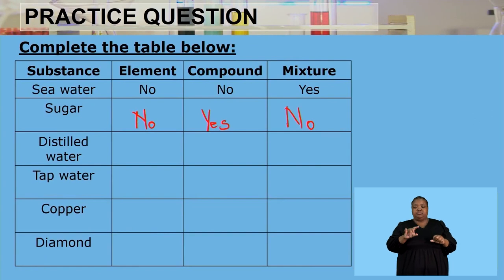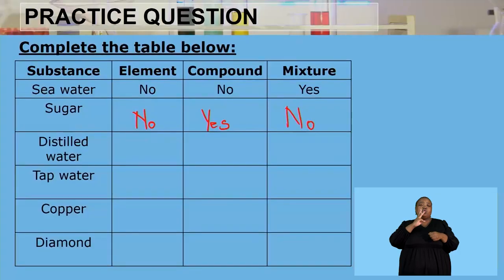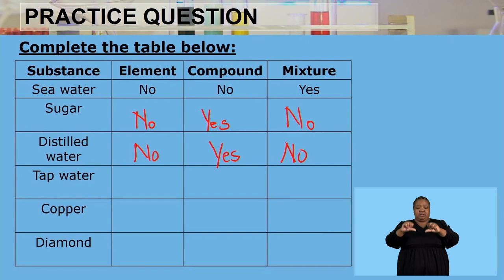So our next substance is distilled water. We need to decide whether it's an element, a compound, or a mixture. For the fact that it's distilled water, it means they've removed some impurities. So what is left is just pure water, and we know that water is a compound. So distilled water is a compound. It's no longer a mixture, and it can't be an element because it is a chemical bond between hydrogen and oxygen.